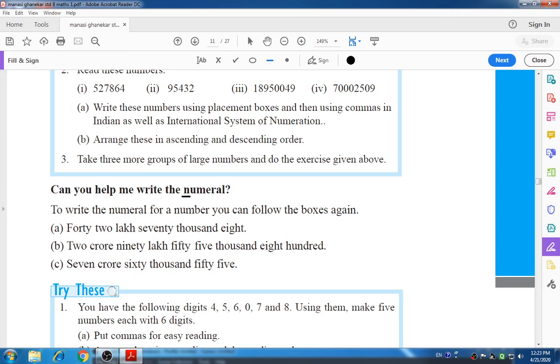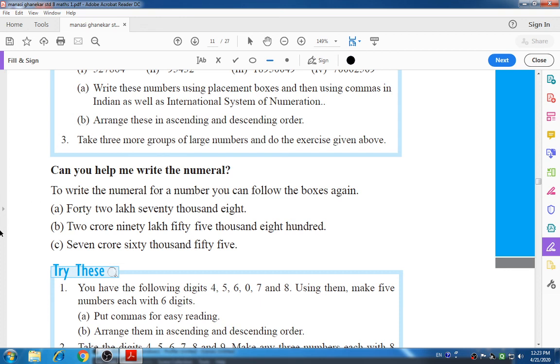Can you help me to write the numerals? You can stop this video, read this and write the numerals. Okay, we will write here 42 lakhs and 70,000, and 8, that means at hundreds place and tens place there is no number, so 42 lakhs 70,000 and 8.